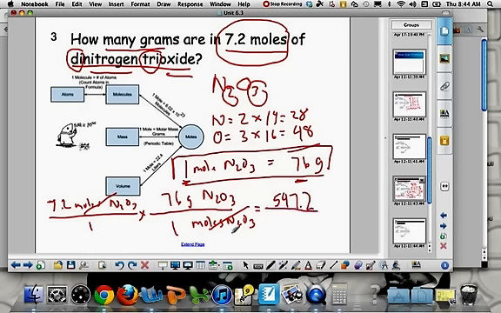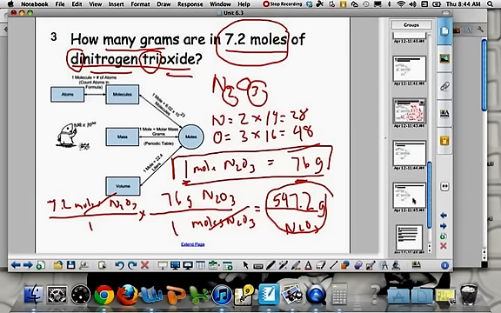Multiply everything on the bottom. Well, I got a 1 and a 1, so guys, anytime I have a 1 and a 1, I'm going to have a 1 on the bottom, and that means I'm just going to leave this number all alone. That means I got 547.2 grams of N2O3 for my answer. In 7.2 moles, I have 547.2 grams of dinitrogen trioxide.